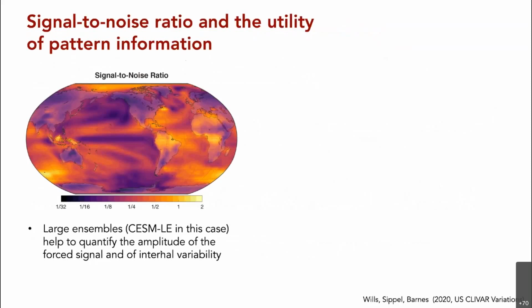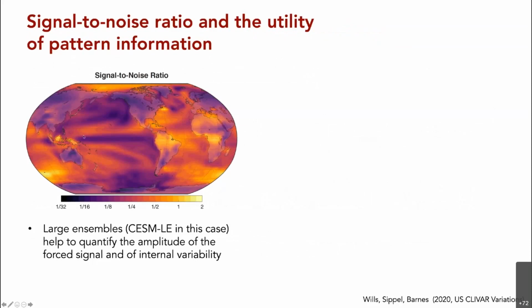So first I want to talk about the benefit of using a spatial pattern. Where can you best observe the climate system to see the climate signal? This is a map of the signal-to-noise ratio as seen by the CESM Large Ensemble.